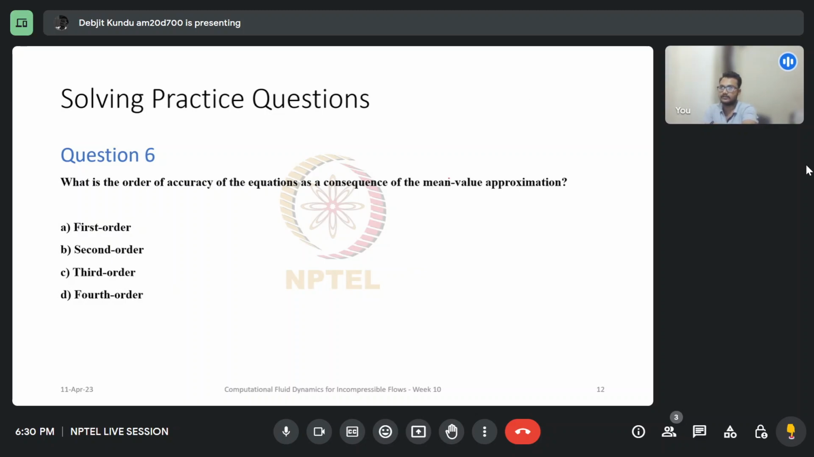So mean value approximation is nothing but something that we already did. Let's say we had an integral like this over this control volume. We simply took the mean of phi times the volume. Similarly, at some face, if I'm trying to find the flux, I have the dot product with dS. In this case also, I'll take the average value of the flux and multiply it with the surface area.